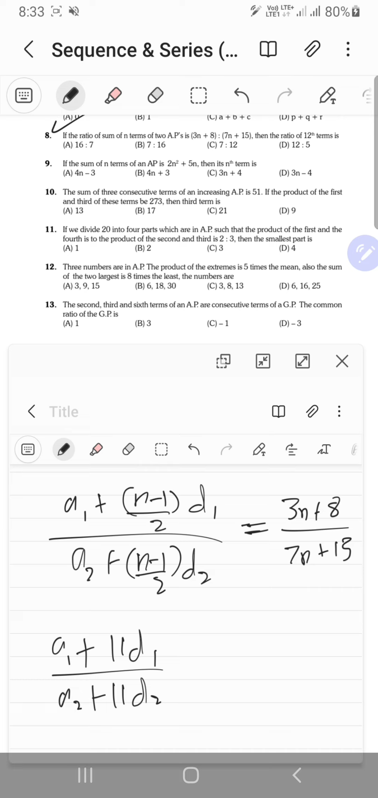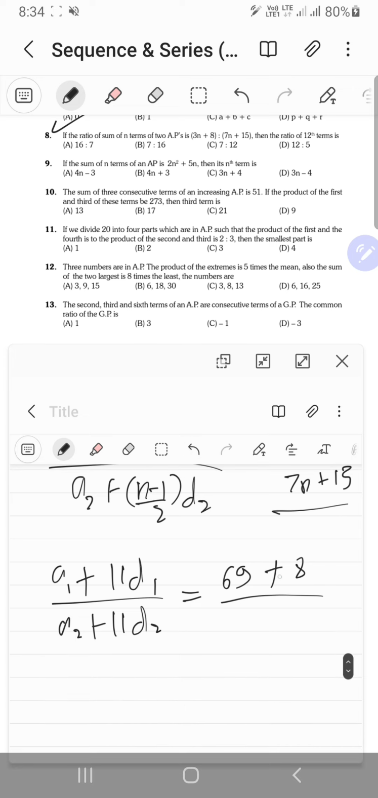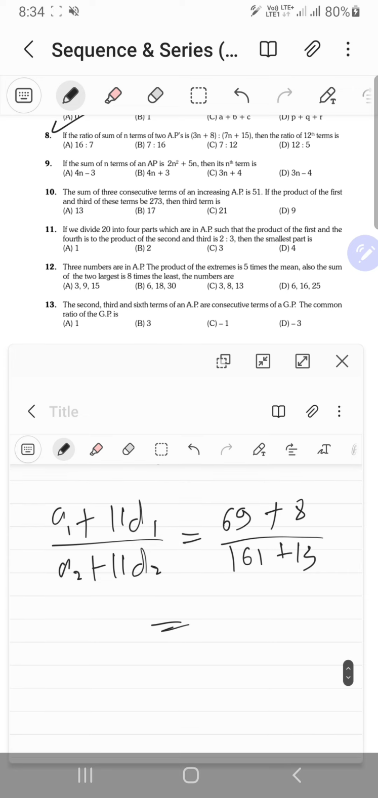So what we can do is just say n equal to 23. That will give us this ratio. So putting n equal to 23 in here, you have 3 times 23, that is 69, plus 8, upon 23 times 7, which is 161, plus 15, which is 75 upon 176.